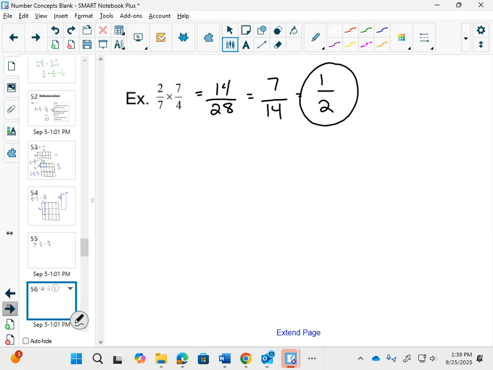1/2. Now, if you think about it after, does it make sense that if you had 14 out of 28 things, you have half of them? If you had 7 out of 14 things, you have half of them. So the lowest terms is writing 1 out of 2. And we always want to write things in lowest terms.